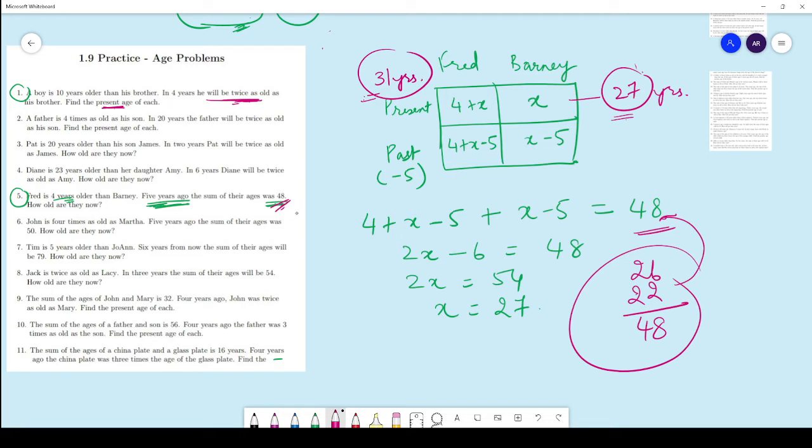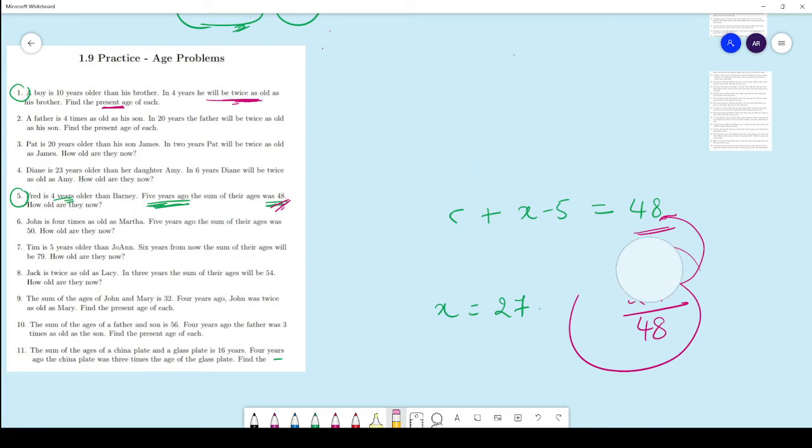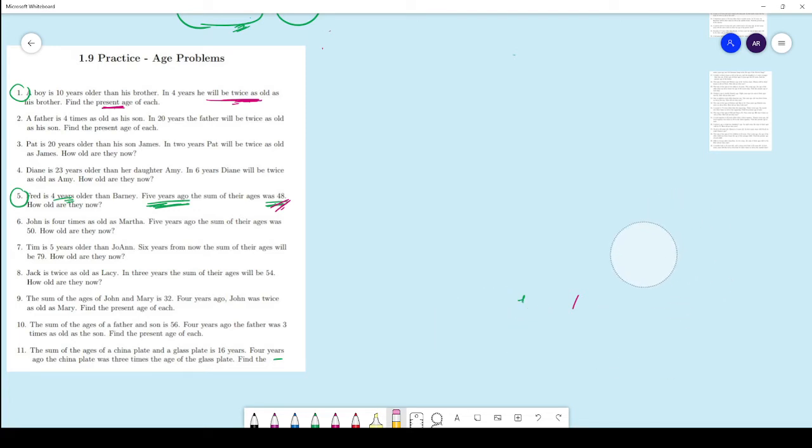So we see that it becomes very simple to solve these age questions when we do it this way. Once again, I will erase this so that you can do the sum on your own and practice this, and check whether you have understood the question or not.